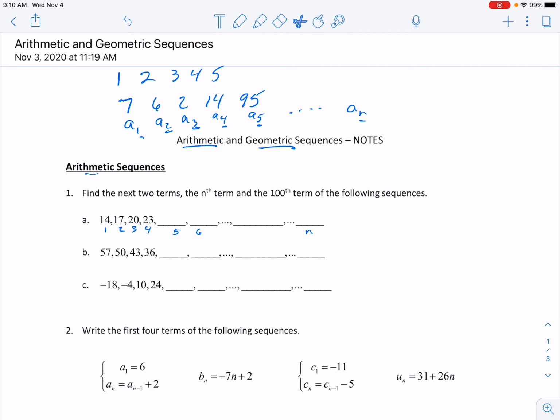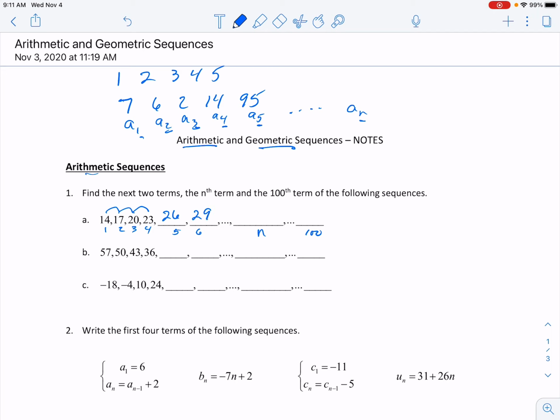Okay, so they want us to find the next two terms and the nth term and the 100th term. This is the nth term. This is the 100th term. So how do I get from 14 to 17, 17 to 20, 20 to 23? It looks like I'm adding 3. So I'm going to add 3 and get 26. And I'm going to add 3 and get 29.